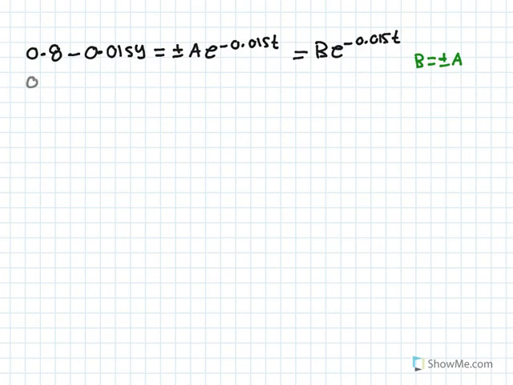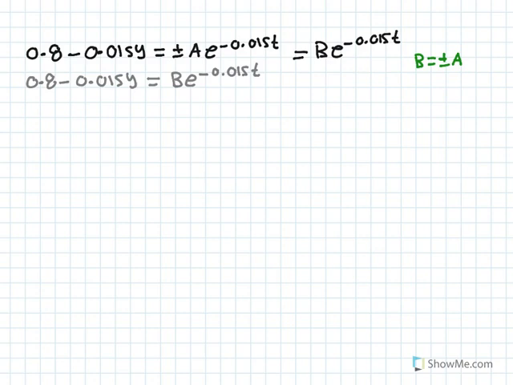So we have 0.8 minus 0.015y is equal to b e to the minus 0.015t. Now let's solve for y. Actually, let's just use the initial condition and solve for the unknown constant b.